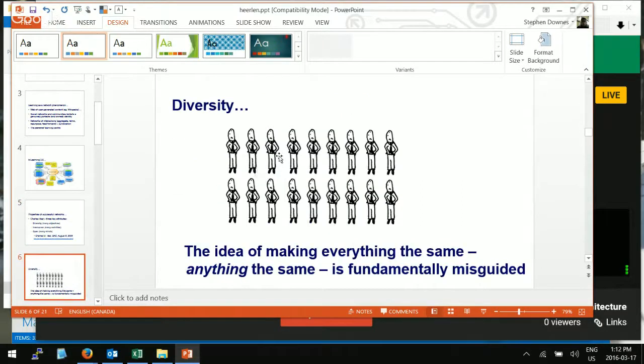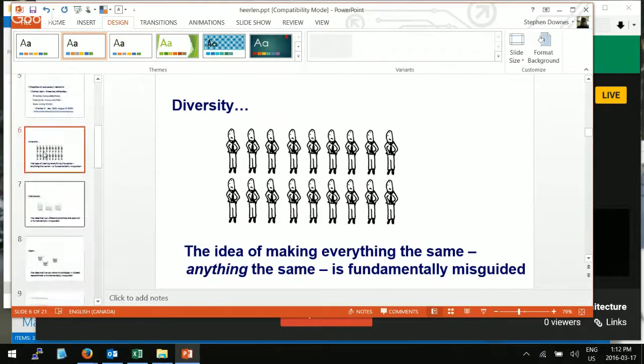Diversity is a response to the idea of making things the same, and it's a response to the idea of making anything the same as being fundamentally misguided. It's kind of ironic that in our educational system, based in learning management systems and traditional colleges, etc., we value sameness so much more than we seem to value diversity.